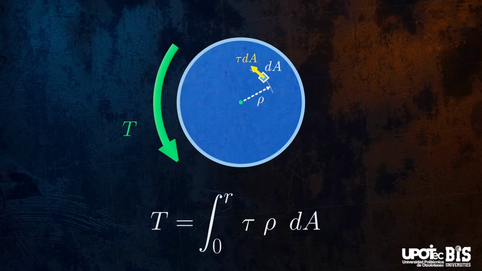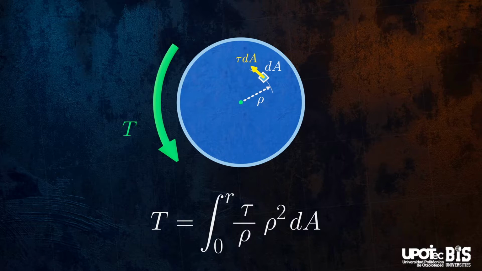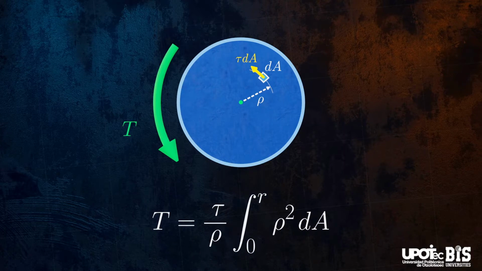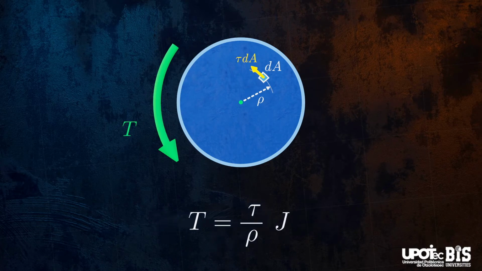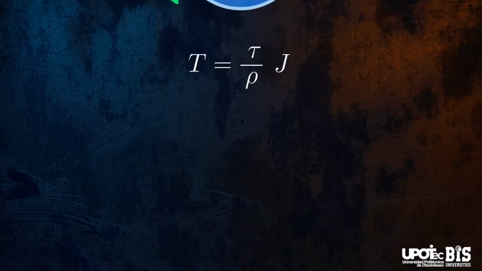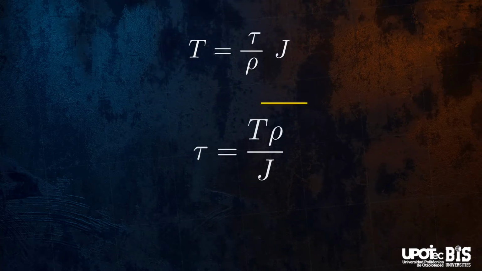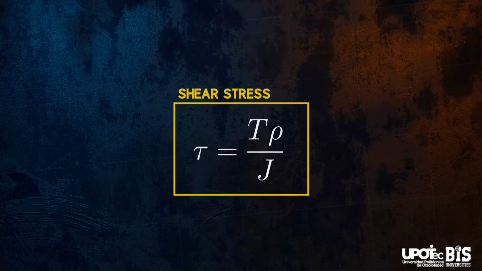We know that the quantity τ divided by ρ is a constant, because the shear stress varies linearly with the distance from the center of the cross-section. So we can rearrange the terms and move τ over ρ out of the integral. It turns out that the integral we now have on the right is actually the definition of the polar moment of inertia, so we can replace it with the letter J, and we can rearrange this to get an equation for shear stress. The shear stress is a function of the torque T, the distance ρ from the center of the cross-section, and the polar moment of inertia J. It's quite a simple equation.